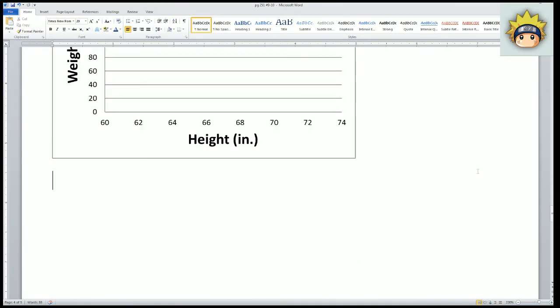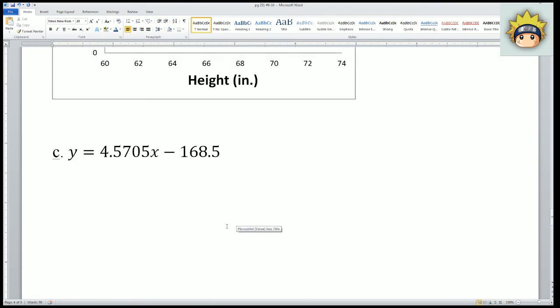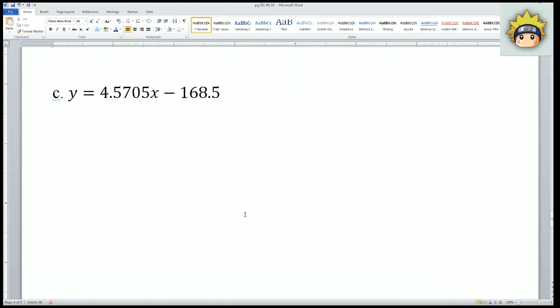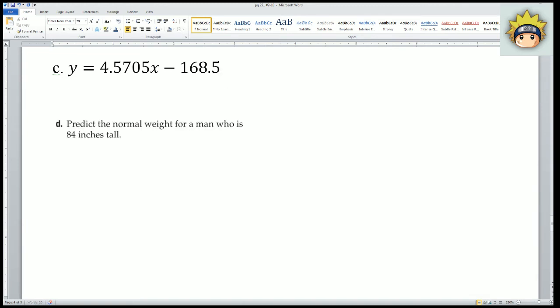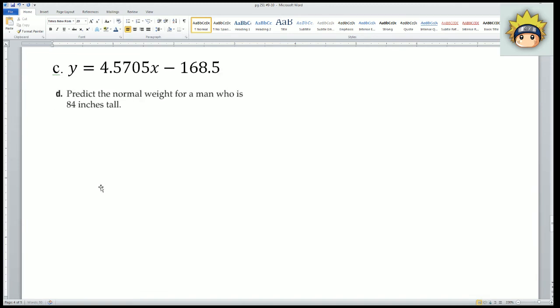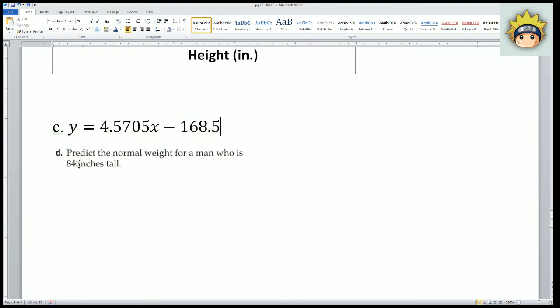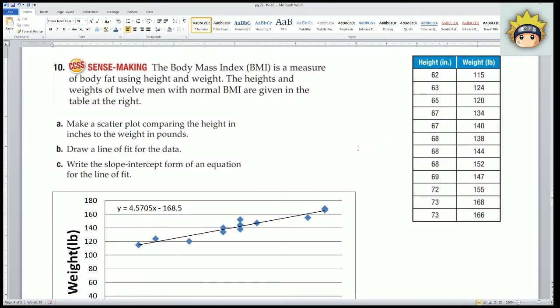Let me bring it down to the bottom. Okay, good. Now I can do everything else. Again, if that was too fast or this is your first time with Excel, just review the video, okay? Next, it says predict the normal weight for a man who is 84 inches tall. So, what is 84 inches tall? That is an x, right?